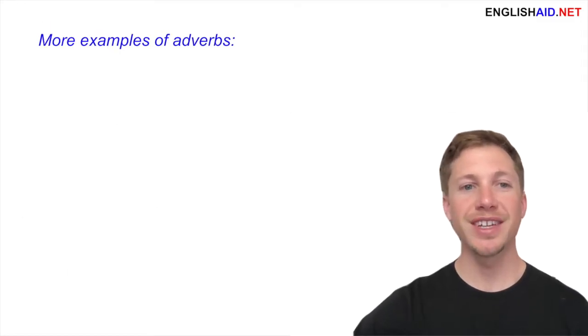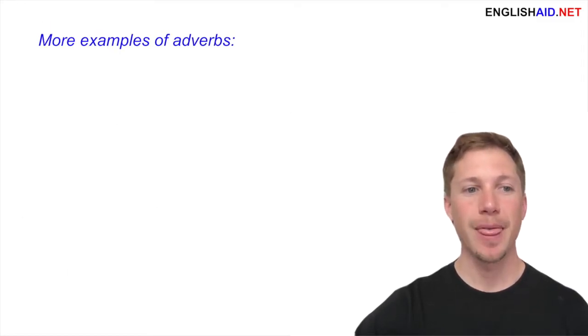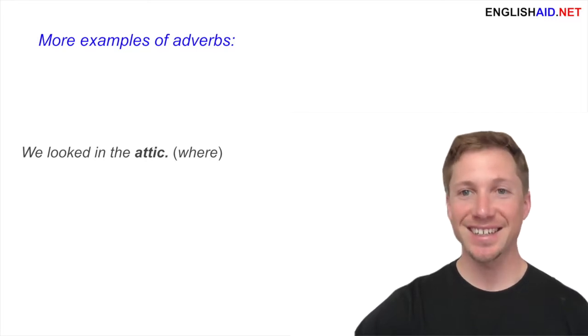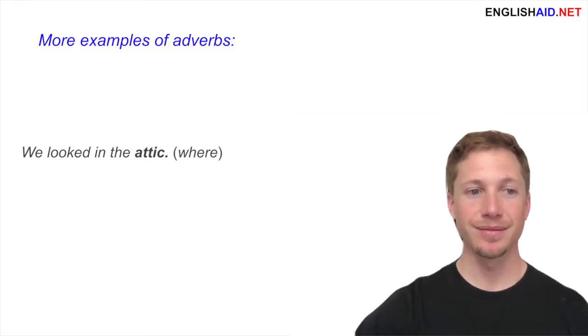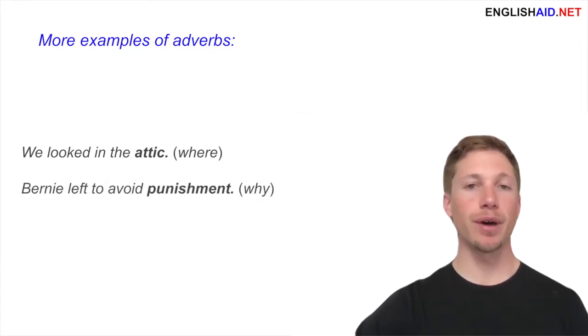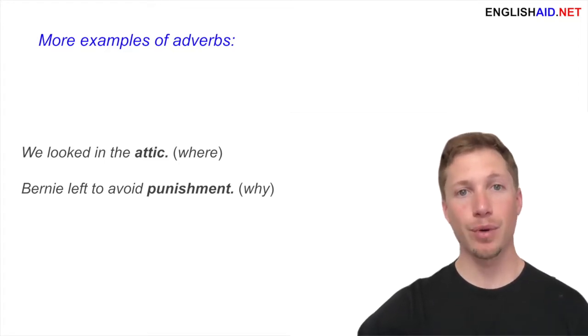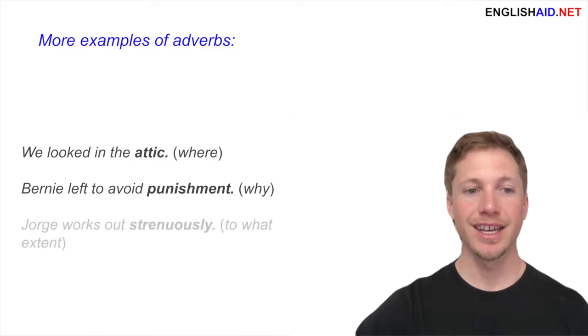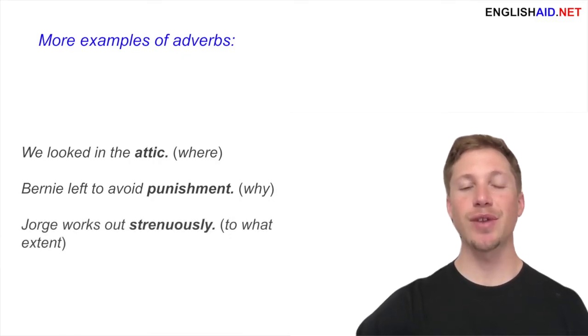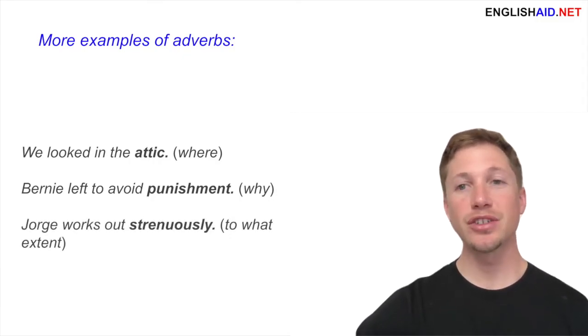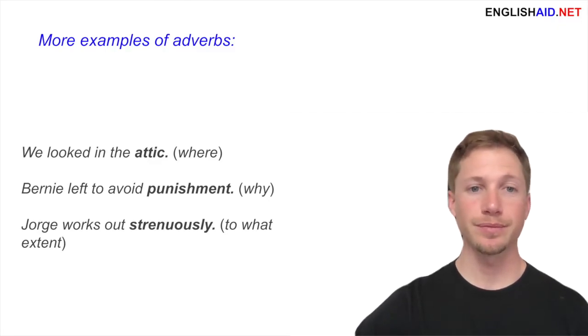Here are some more examples of adverbs. We looked in the attic. Here, where? Bernie left to avoid punishment. The word punishment allows us to understand why Bernie left. George works out strenuously. Means to what extent George works out.